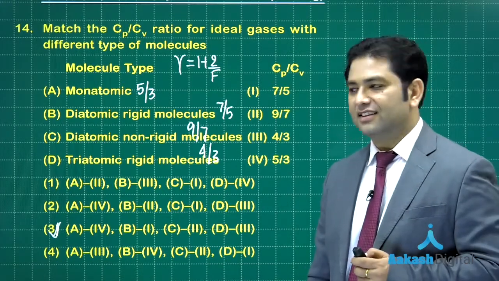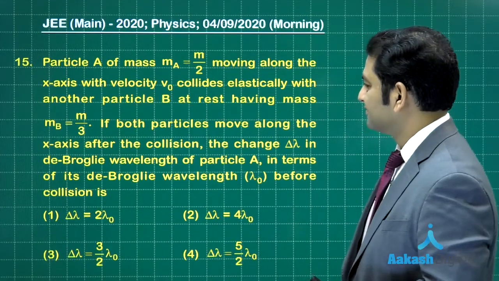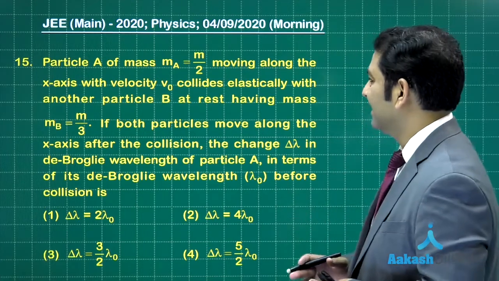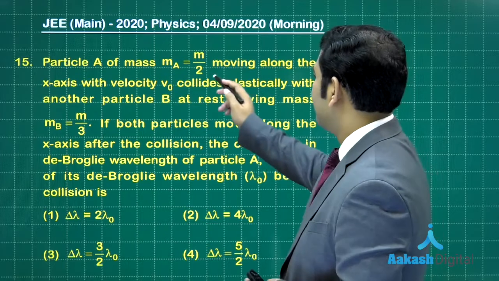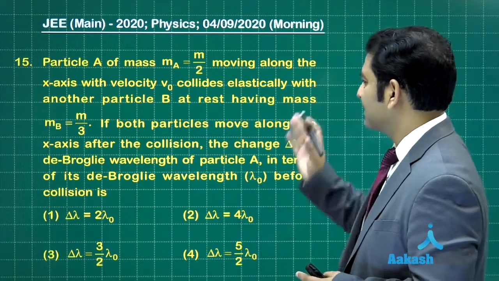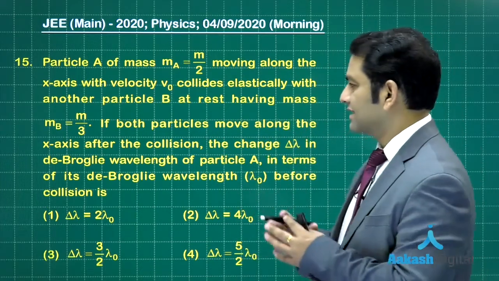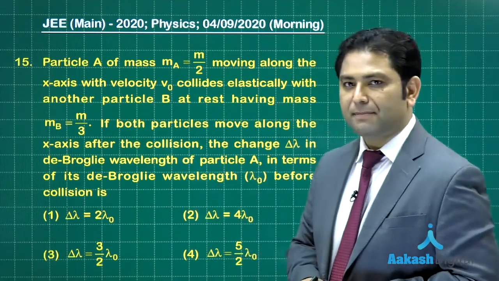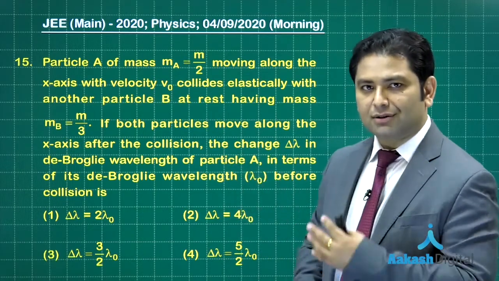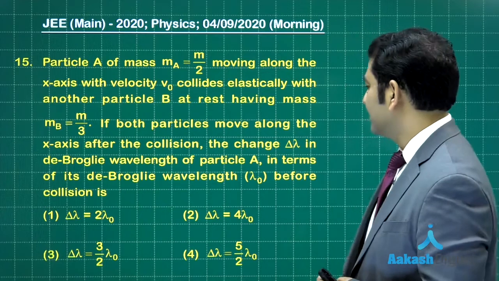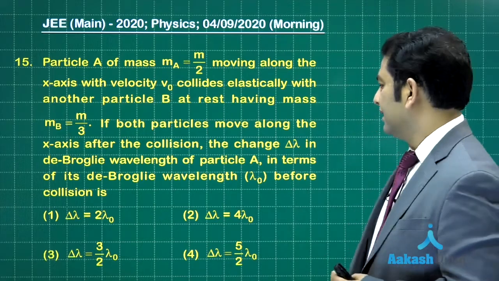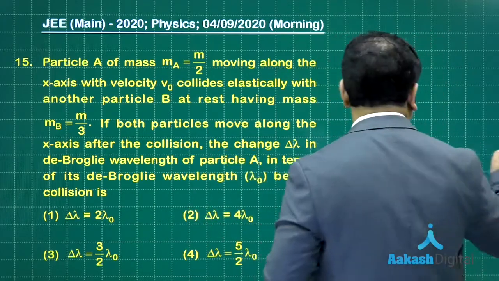Let's see the 15th. The 15th question, a little bit of mechanics, a little bit of de Broglie condition. Now what does it say? There is a particle A of mass m by 2. It's moving along x-axis with velocity v0, and it collides elastically with another particle B at rest, and B has this much mass. After that, both particles move along x-axis, to indicate it's a collision in one dimension, the head-on collision. We need to compute the change in de Broglie wavelength of particle A in terms of the initial wavelength lambda naught.